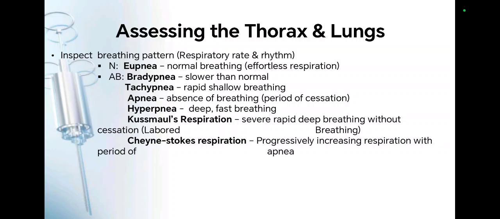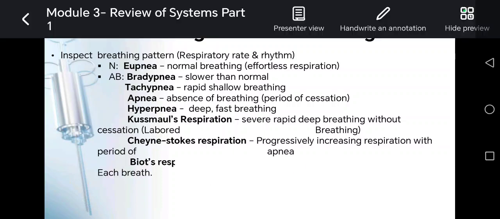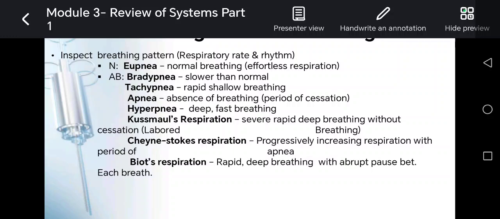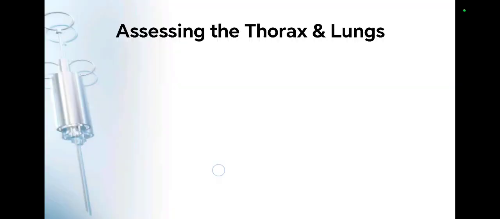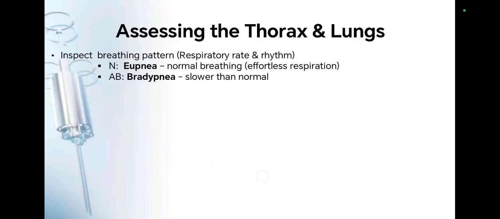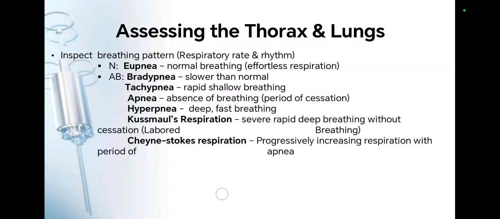And then we have Cheyne-Stokes respiration, a progressively increasing respiration with a period of apnea or absence of breathing. And then Biot's respiration is a rapid, deep breathing with abrupt pauses between each breath. One of the examples that we give is the breathing of a dog. When they breathe, it's an example of Biot's respiration. I think that ends my discussion.